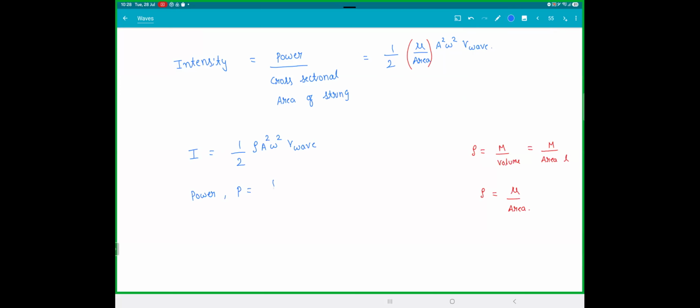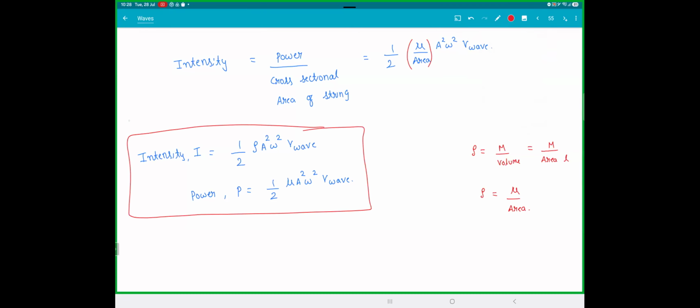The formula for power P was half mu a square omega square v. They both kind of look the same. The only difference is mu and rho. So people do goof up between intensity and power. They look the same, but they are not the same. So these are the final formulas you need to remember for mains and JEE Advanced. So rho is volume density. Mu is linear density.